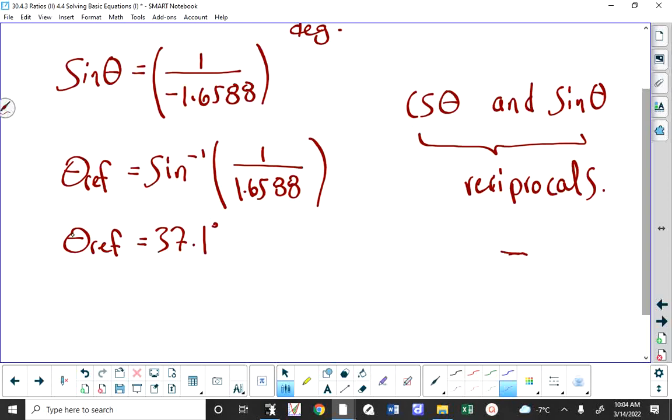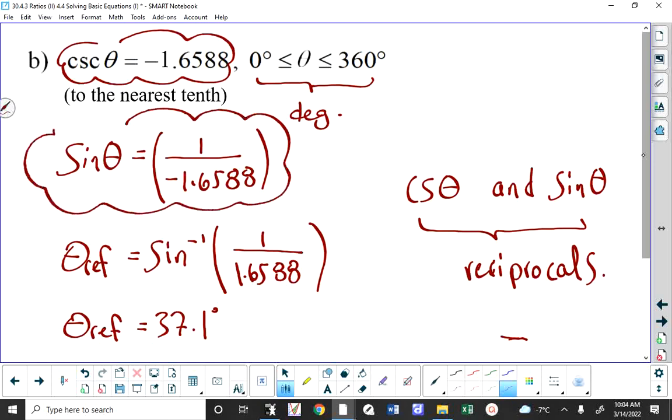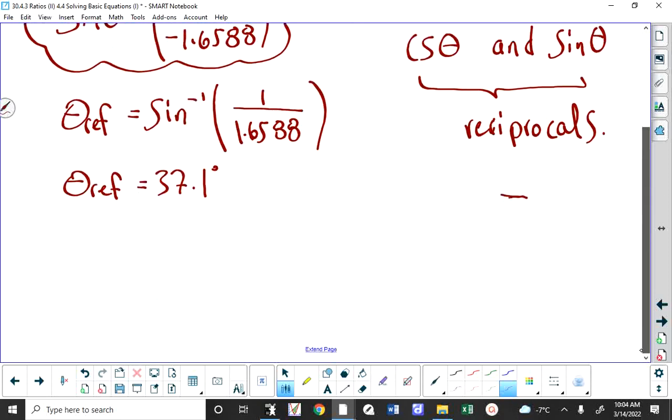Which two quadrants? So now we look at either cosecant being this number or sine being this number and say to ourselves that both of these have a y in them. Sine is y over r, cosecant is r over y. If this thing is negative, the trigonometric ratio is negative, in which two quadrants will that happen? Well, where is y negative? 3 and 4. So this is going to be in quadrant 3 and in quadrant 4.